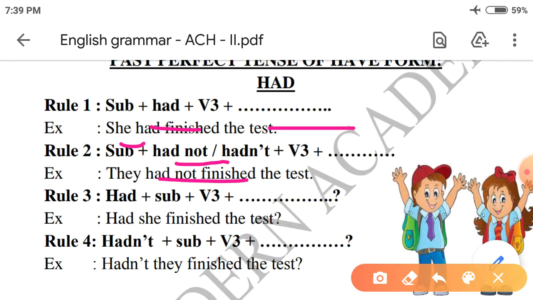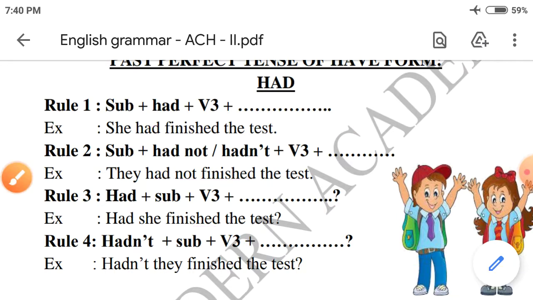Third rule, had plus subject. Why does had come first here? Because it is the interrogative type of sentence. So had comes first. So, had she finished the test? Hadn't plus subject plus V3, then the remaining part of the sentence. So this is the negative type interrogative sentence. So, hadn't they finished the test?